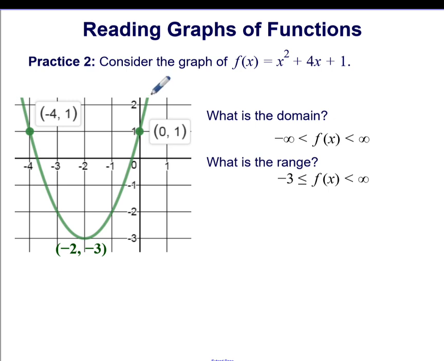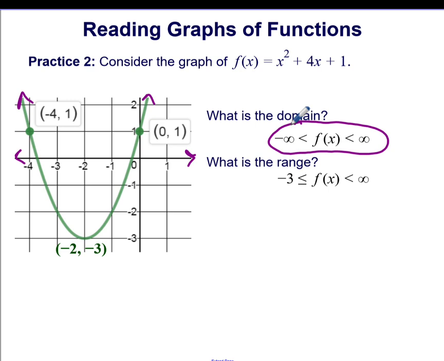Graphically speaking, this graph extends forever. It's an infinite graph from negative infinity to positive infinity. So as we go along the x-axis here, going off to negative infinity, all the values will be covered by the graph. As we go to positive infinity, all of these values on the x-axis will be covered by the graph of f of x. So we say the domain is from negative infinity to positive infinity.